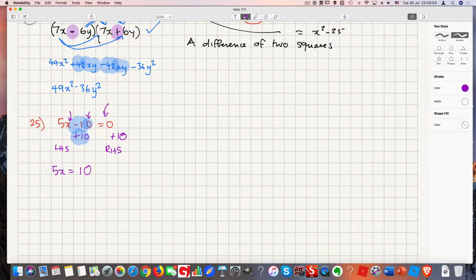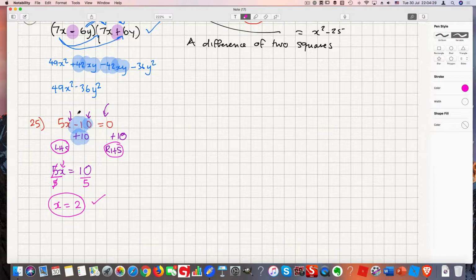Okay, so now that I've done this, I want to change this color so I can show you the next step. And the next step is to divide, because 5 multiplies x, but I just want x. So how do I get rid of 5? I divide by 5. And if I divide by 5 on the left hand side, I have to divide by 5 on the right hand side. So that means 5 cancels out here, and I'm left with x equals 2. So this is the correct answer.